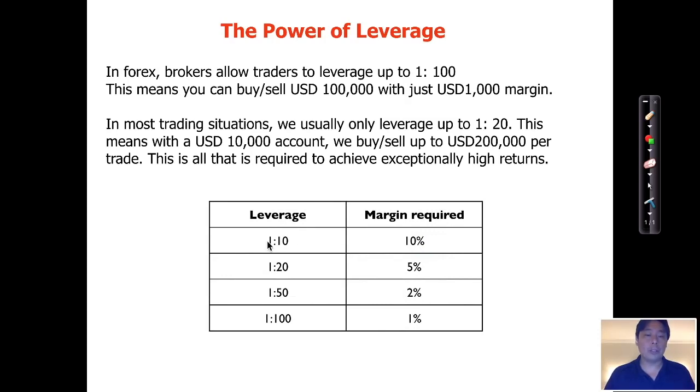Okay, so notice that based on the leverage, it tells you the margin required. So again, 1:20 means that we just put a 5% deposit, or 5% of the contract size, to go long or short on the position. All right, so that's how we use leverage.